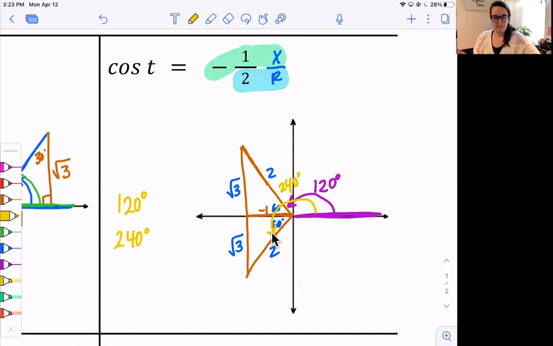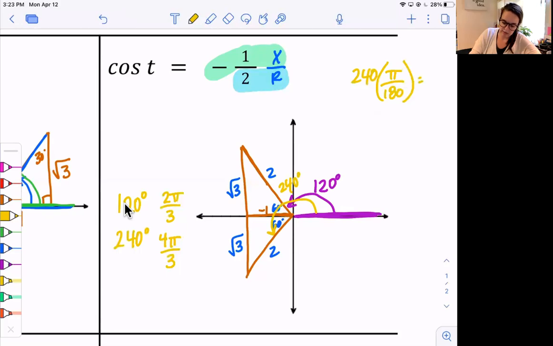Like that. I know from the last problem that 120 is 2 pi over 3, okay? And 240 is twice as many as 120, so that must be 4 pi over 3. If that feels clunky to you, you can always do 240 times pi over 180. That's going to get you 240 pi over 180. Cancel your zeros. 24 and 18 can both be divided by 6. So divide by 6, you get 4 pi over, divide by 6, you get 3. 4 pi over 3, same thing.